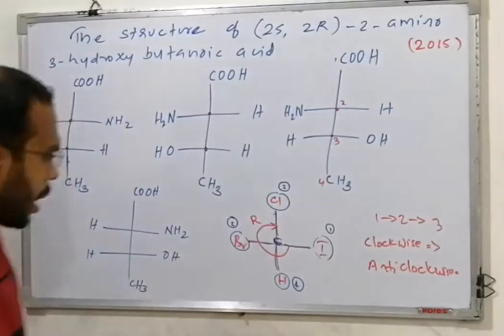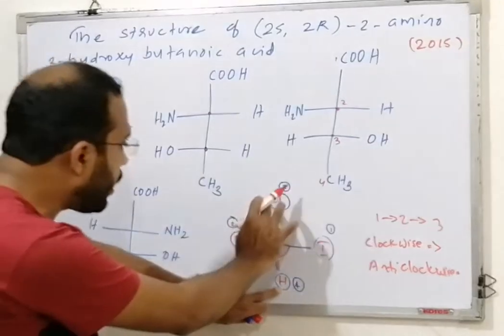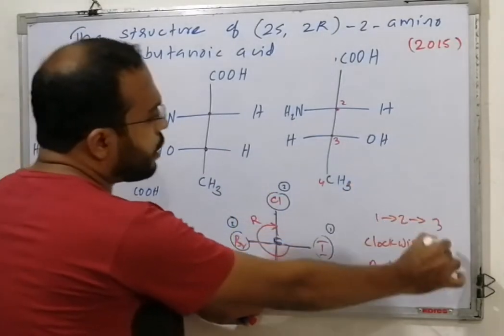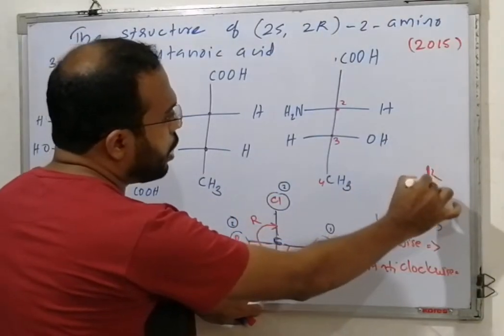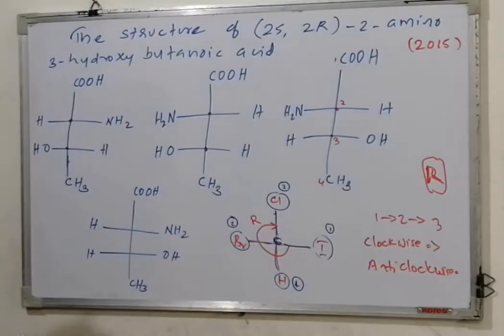Now I have to check: is the fourth group on the vertical line? If the fourth group is on the vertical line, the configuration is R. Then only you write the configuration R. Fine.